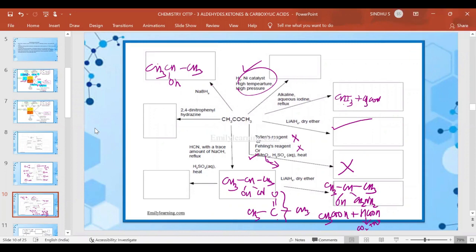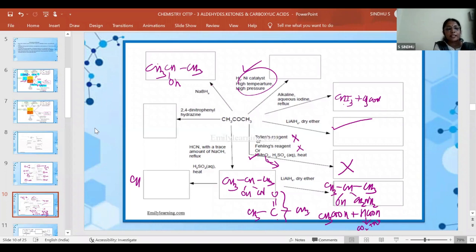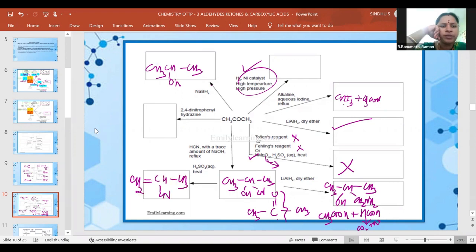Again, this part, H2SO4 heating will be a dehydration reaction. Dehydration, right? Yes. So we'll be getting this dehydration product, both are equivalent. So I think either side is fine, no? Yes, ma'am. This will be the product. Yes, dehydration, so OH and H are eliminated. Both sides, it's a methyl group.